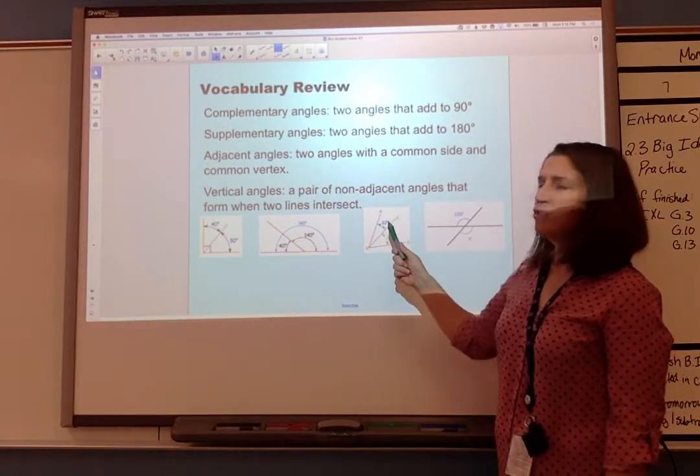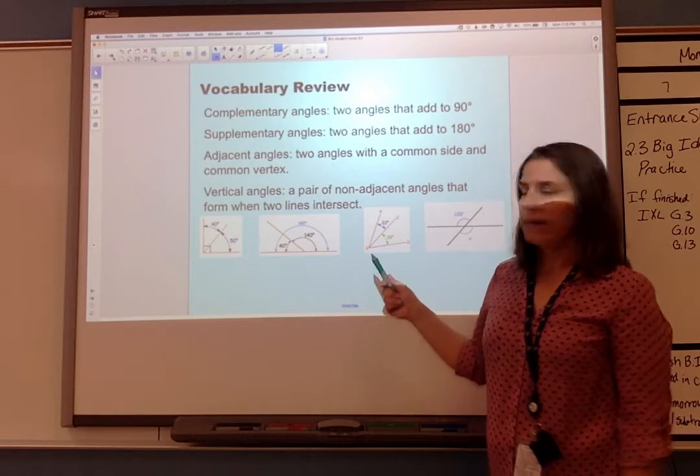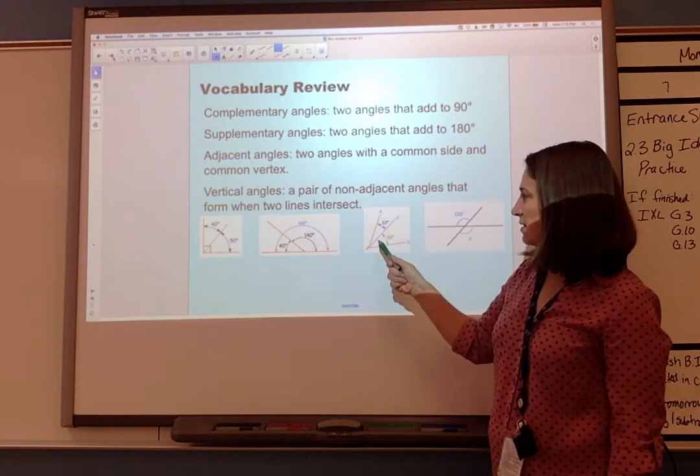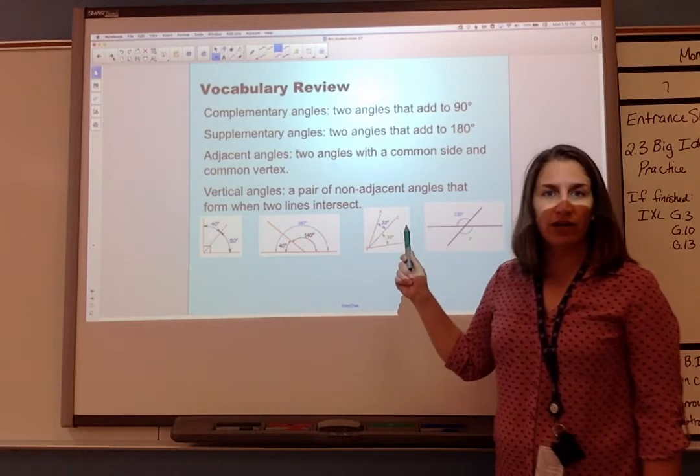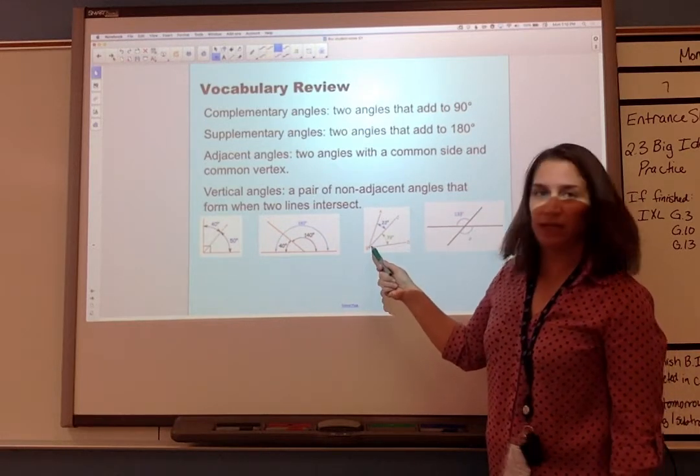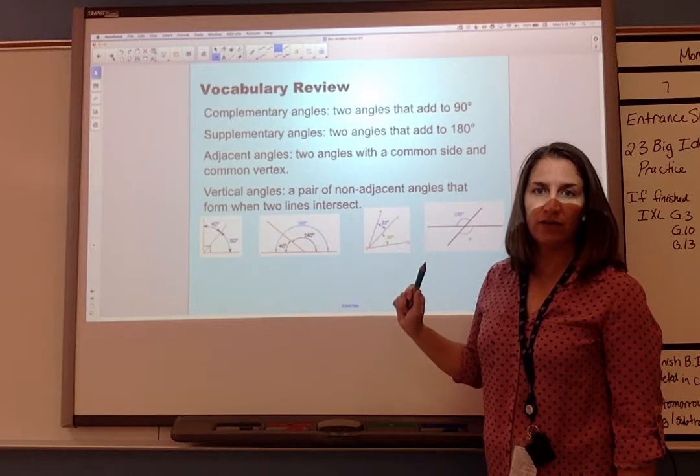Adjacent angles are two angles that are right next to each other. So they share a common side, in this case, line BC. And they also share a common vertex. So vertex B is in common between those two angles.